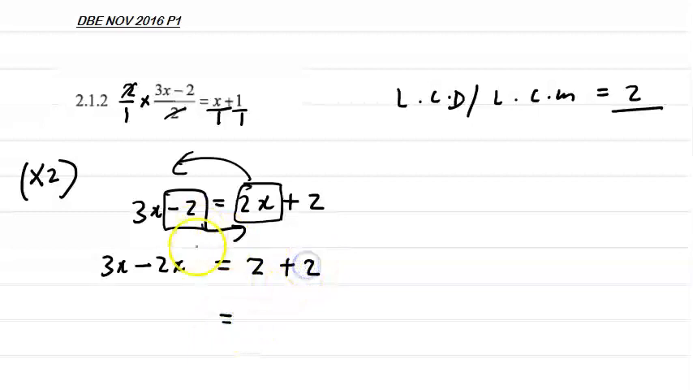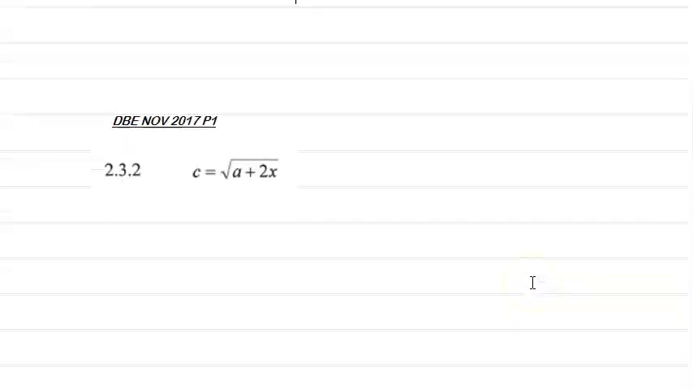Alright, so that's equations for us. So 3x minus 2x, remember now we simplify by adding the like terms. 3x minus 2x is like saying 3 apples minus 2 apples is 1 apple. So you've got x, and 2 plus 2 is equal to 4. And that is our solution. Okay, linear equations. Now let's look at this next question.